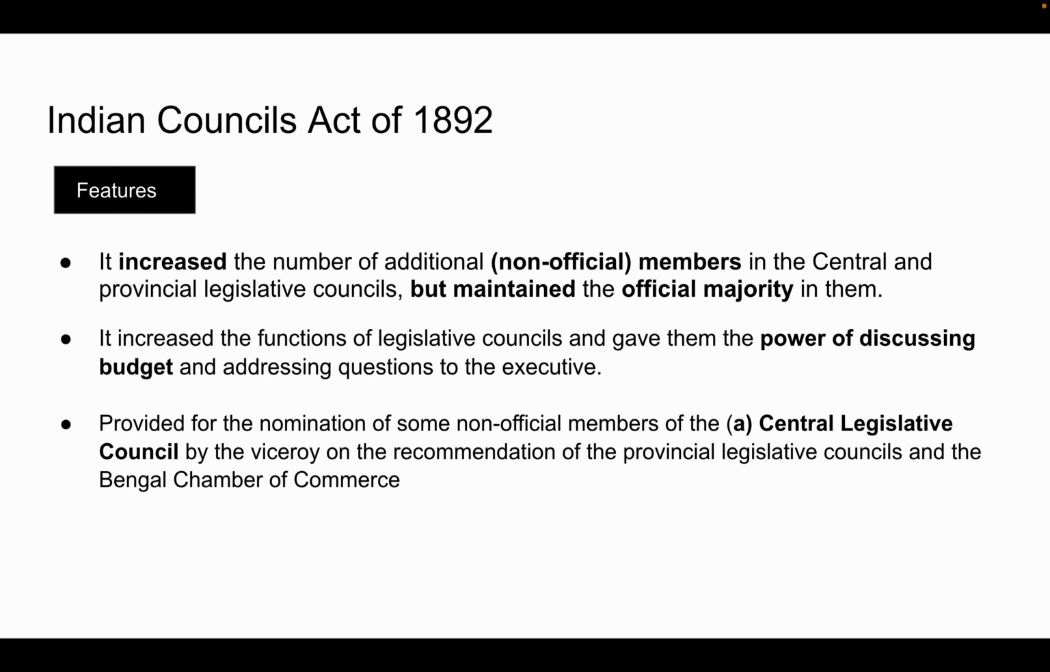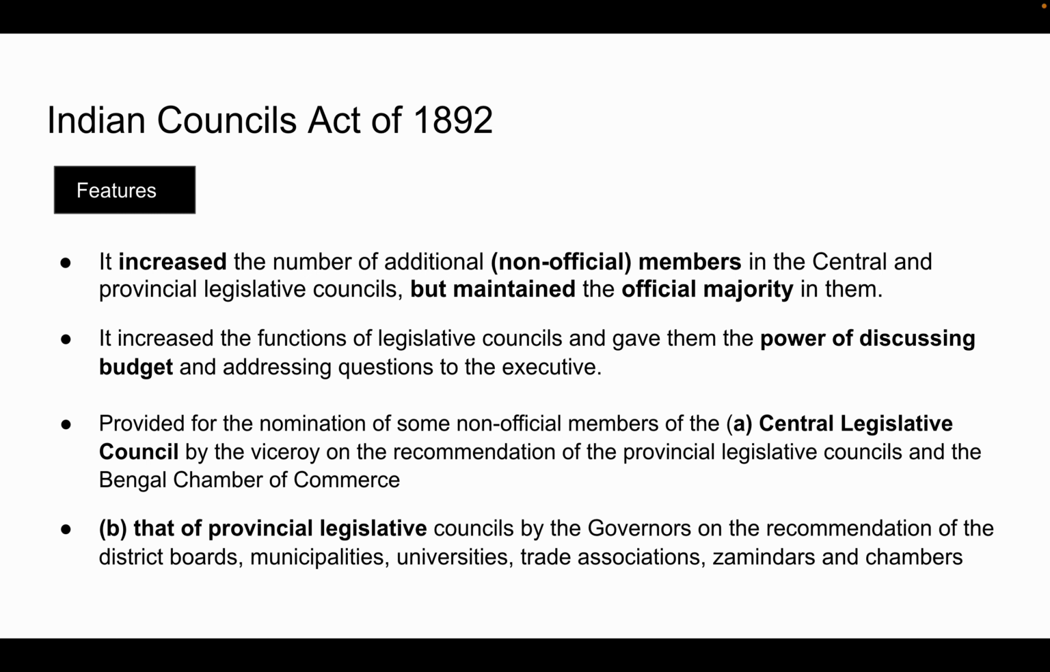This act also provided for the nomination of some non-official members of the Central Legislative Council. So if we have to nominate members in the Central Legislative Council, it will be done by the Viceroy, but on the recommendation of the Provincial Legislative Councils and the Bengal Chamber of Commerce. And the fourth point was, if we have to nominate some non-official members to the Provincial Legislative Councils, that will be done by the governors on the recommendation of district boards, municipalities, universities, trade associations, zamindars and chambers.